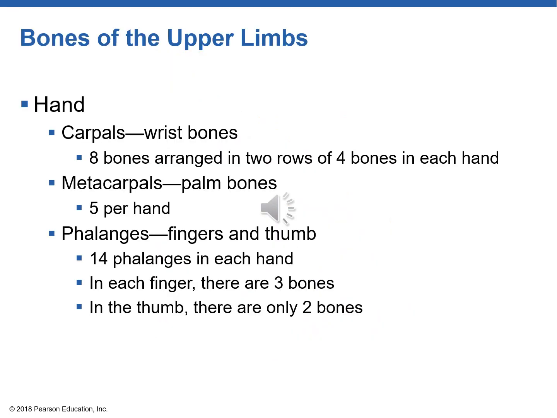When we take a look at the hand, we see that it's very complex, as we know. The carpals make up our wrist bones, and there are 2 rows of 4 bones in each hand. And then the metacarpals make up our palms, 5 per hand, and then the phalanges make up our fingers and our thumbs. So we have 14 phalanges in each hand, and in each finger there are 3 bones, but the thumb only has 2, which we can notice when we bend our fingers and thumb.